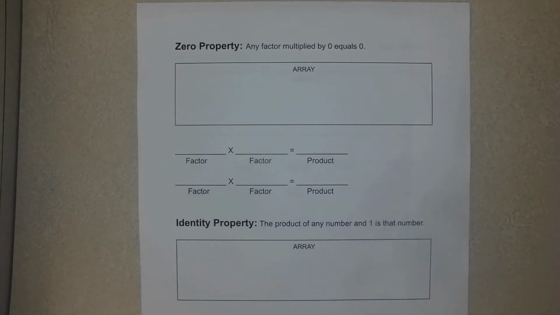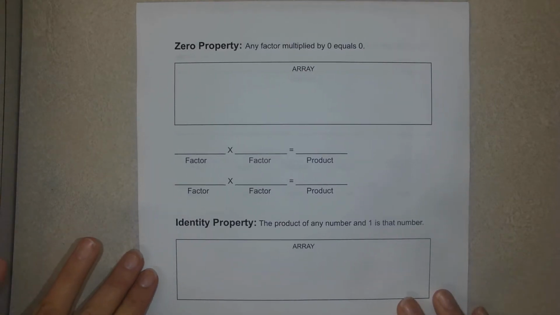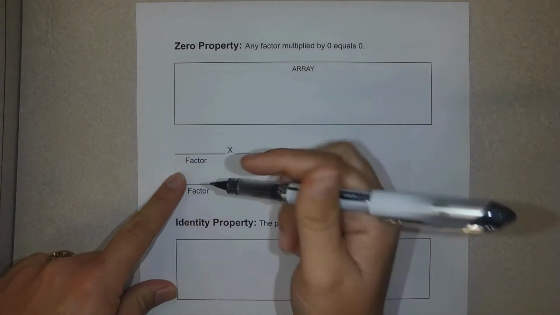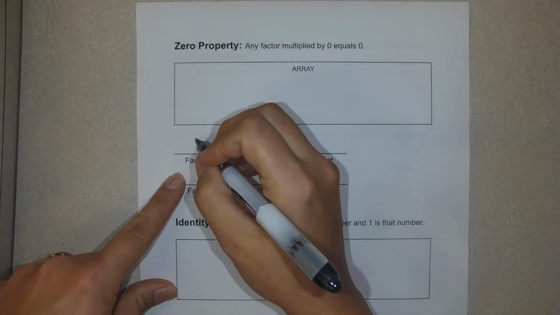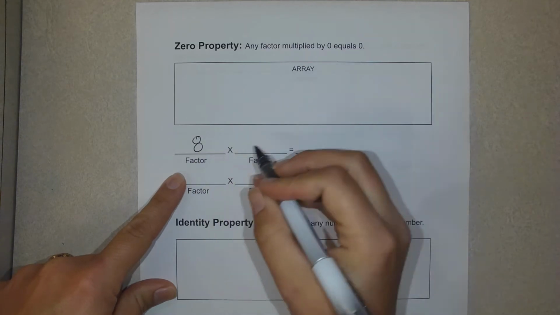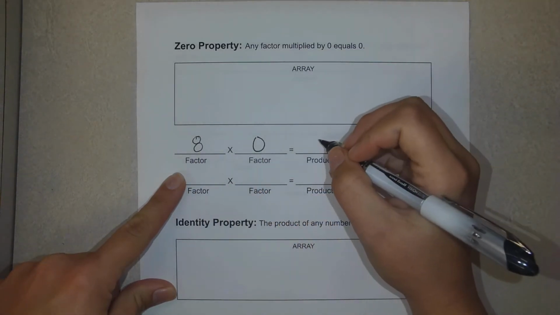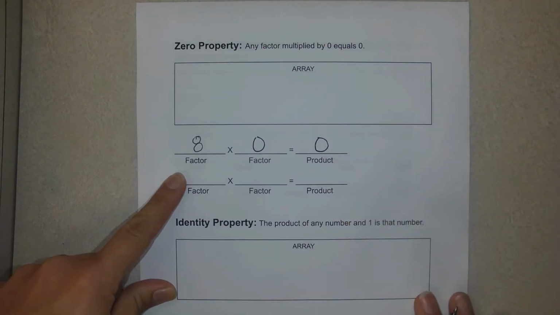Hello boys and girls, today we are going to be talking about the different properties of multiplication. The first property I want to talk about is the zero property of multiplication, and that basically says any factor multiplied by 0 equals 0. So any number, which is a factor, so I can say 8, multiplied by 0 has the product of 0.